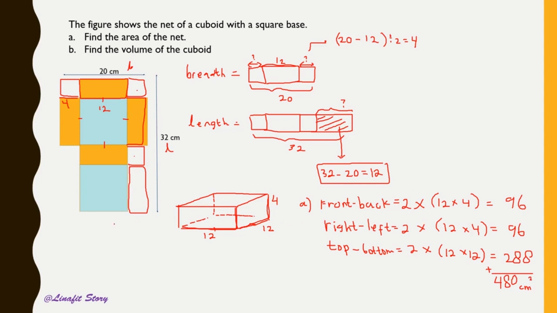Then B, find the volume of the cuboid. The volume is length times breadth times height. So 12 times 12 times 4 equals 576 cubic cm.